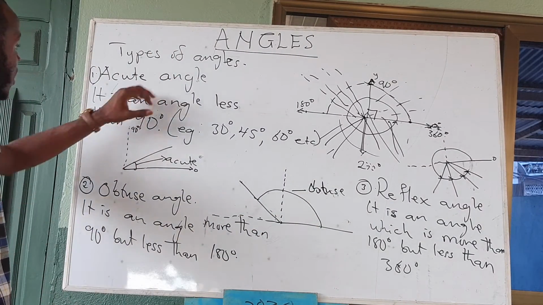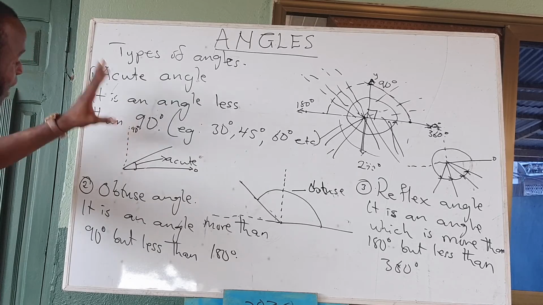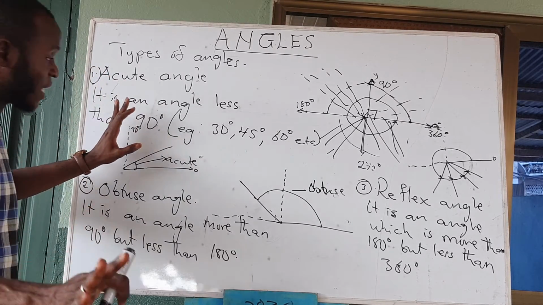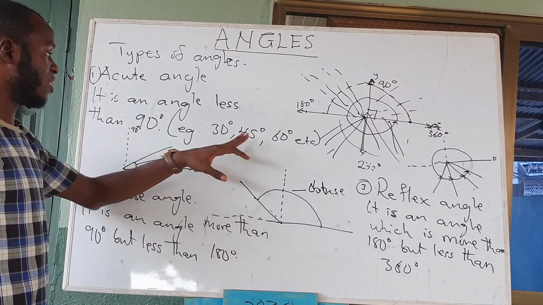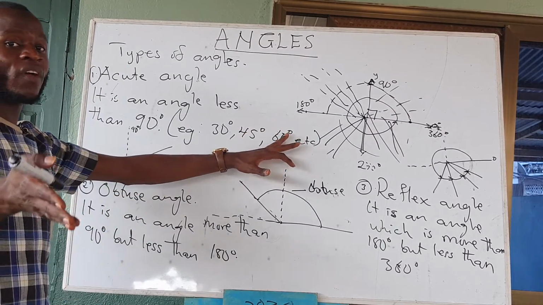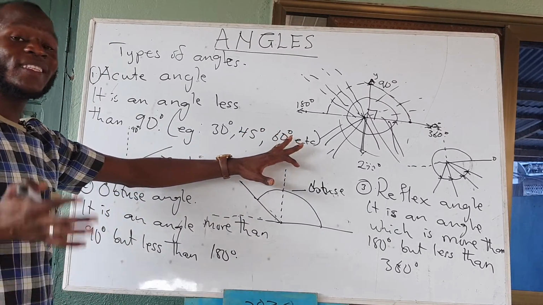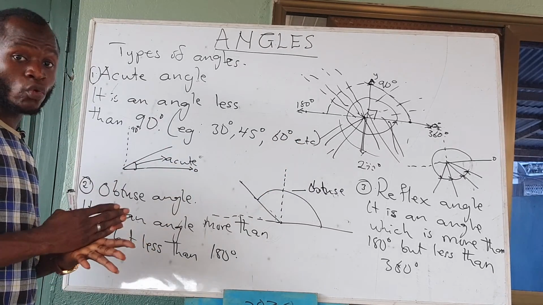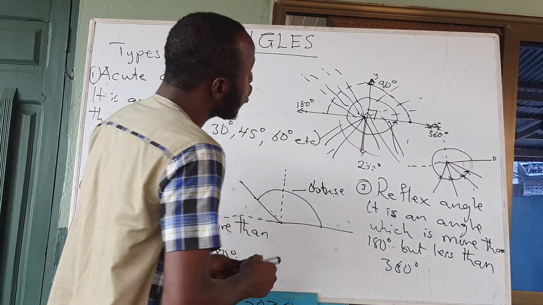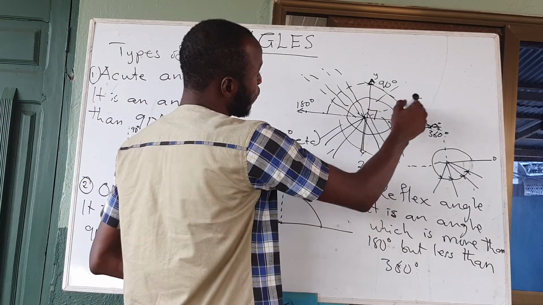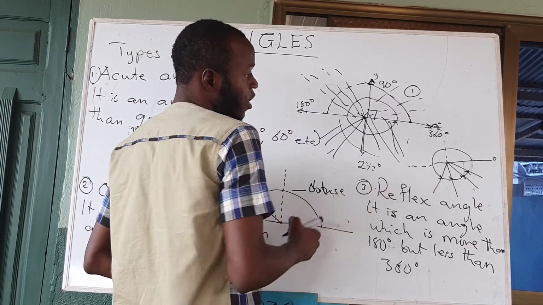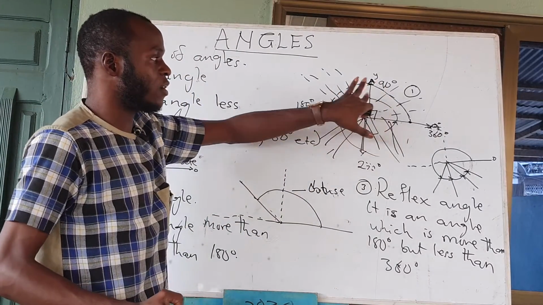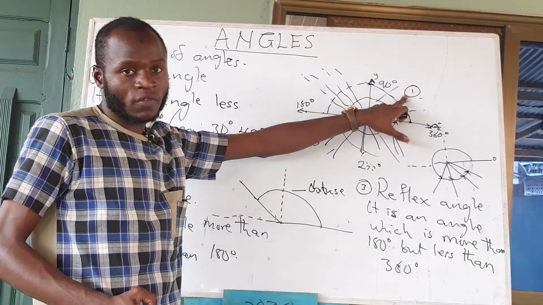All right, so we have the acute angle, which is less than 90 degrees but won't reach 90 degrees. It is always less than 90 degrees, and the examples are 30 degrees, 45, 60, 75, 80 degrees, you could even have 89 degrees. So far as it doesn't reach 90 degrees, it is an acute angle, and it is found on the Cartesian plane in the first quadrant. We have 4 quadrants here on the Cartesian plane, so the acute angle is found in the first quadrant.